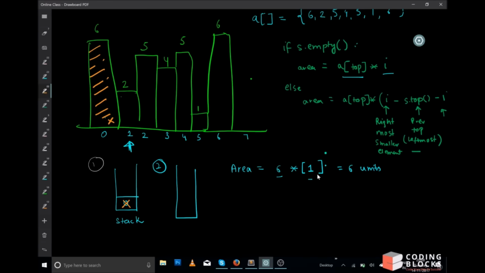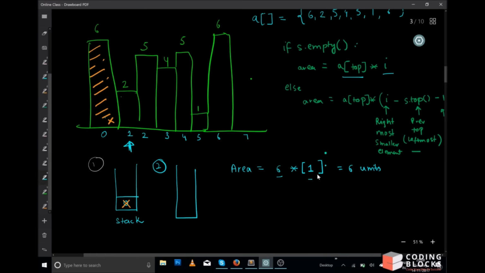Now it's time to talk about, and now we can push this one into the stack. So let us push this one. Why? Because the next rightmost bar was 2 and there was no leftmost bar. So the area due to this bar is going to be 6 units. Let's talk about the third step.